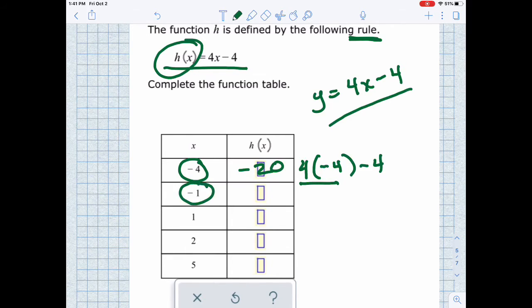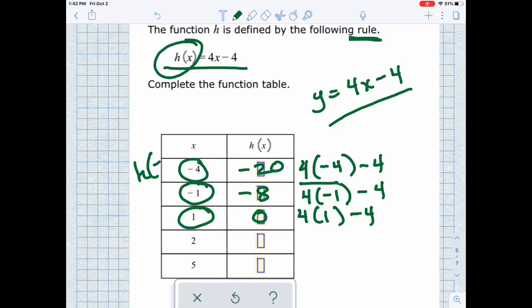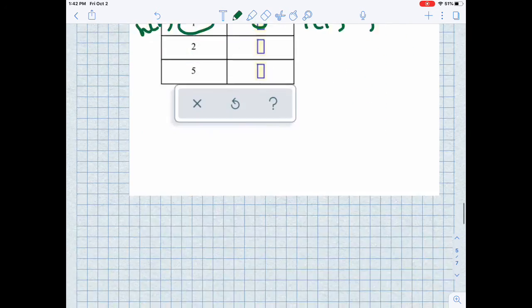And then I have to plug in a -1. 4 times -1 minus 4. That's -4 minus 4, which is -8. And then I'll do one more. 4 times 1 minus 4. This is 4 minus 4, which is 0, and so on. You just plug in the numbers one at a time. I'll just show you one more thing. I might have said that this was the h of -4. That means plug in the -4. This is the h of -1. That means plug in the -1. This is the h of 1. And so you'll see it written like that.